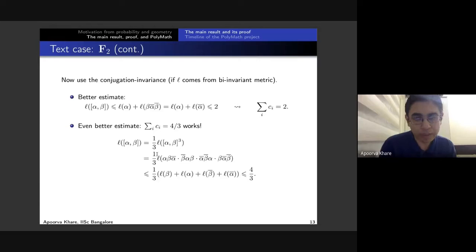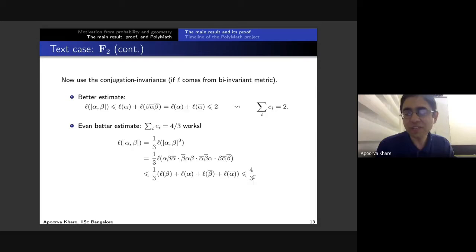The length of alpha beta bracket is 1/3 the length of its cube. But that's a 12-element string. And I break it up into groups of 3 each. This, this, this, this. And you see, each of these guys is a conjugate. So if I knew that my length function was conjugate invariant, then this is less than the length of this plus the length of this plus the length of this plus the length of this. And those lengths are equal to these lengths, by conjugate invariance. Therefore, I get 4 over 3.